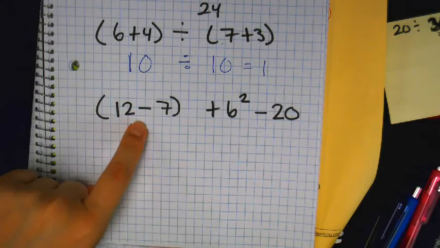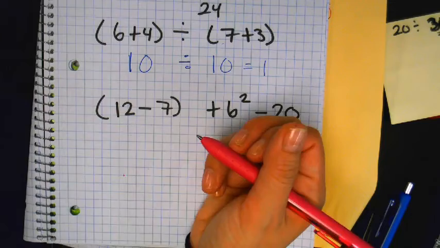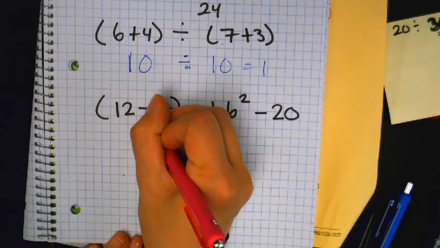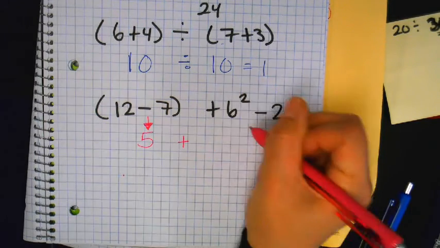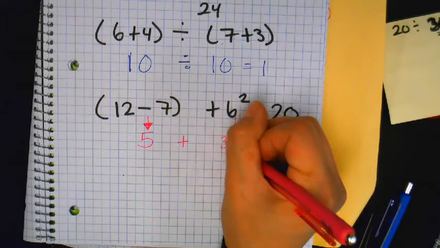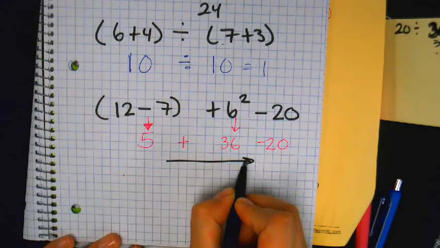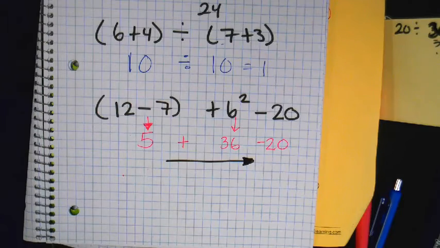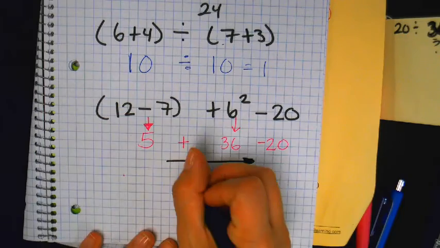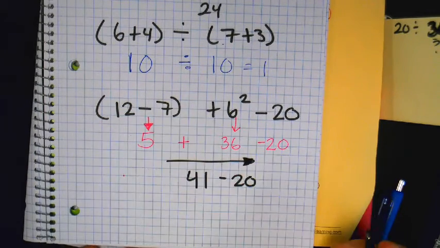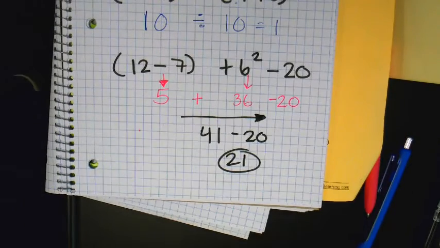Okay, do the parentheses first. 12 minus 5, 7. Plus 6 squared, 36, not 12. Then you're going to add and subtract from left to right like you're reading a book. 36 minus 20? No, 5 plus 36 first because it came first right there. 41, very good. Minus 20, 21.